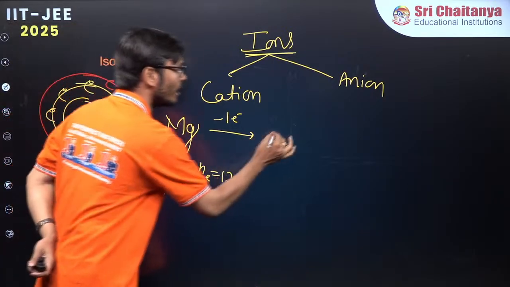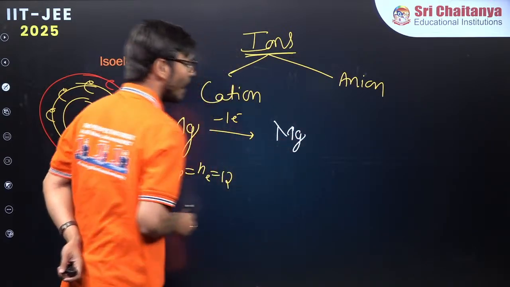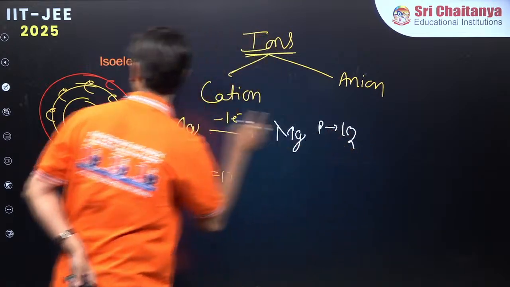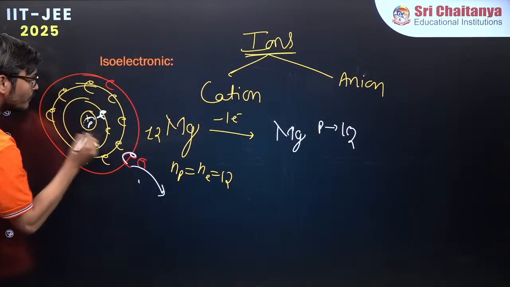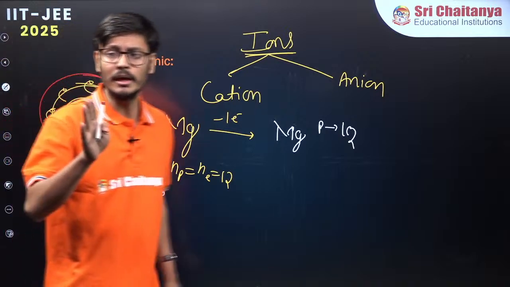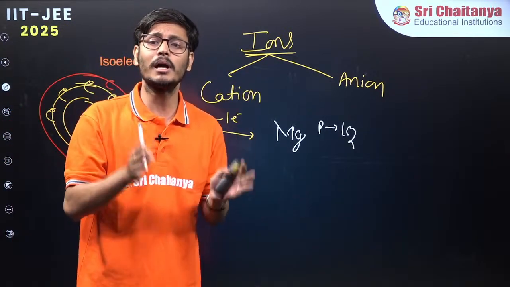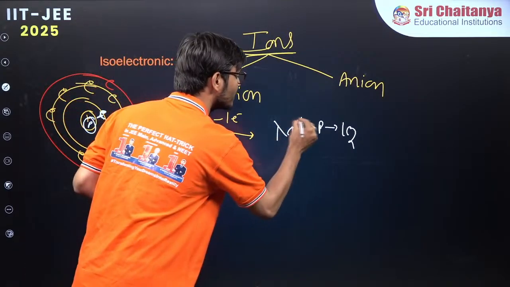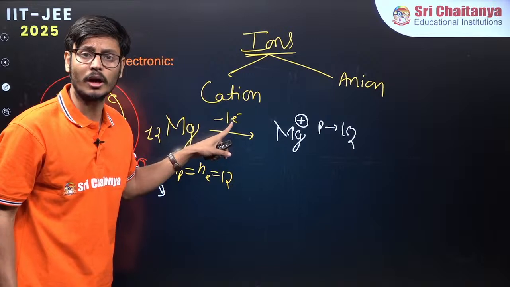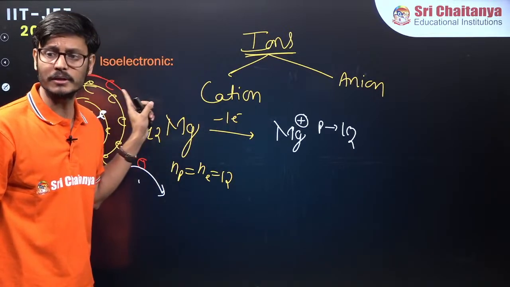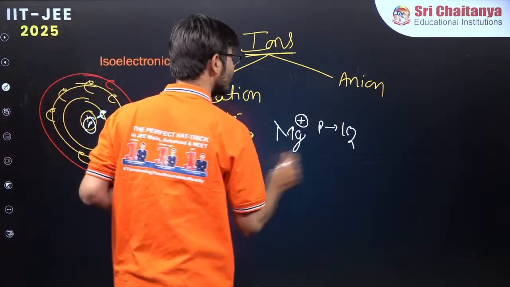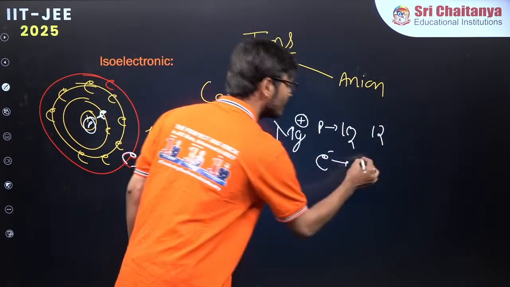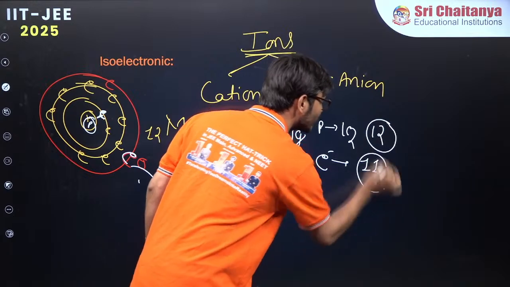If I remove one electron, magnesium now contains how many protons? Proton is still 12, because the atomic number is 12. See, I have not done anything with the proton. I am not touching the nucleus. I am not removing protons. I am creating a charge of +1 because I have removed an electron. I hope it is clear to everyone. The proton value will remain the same, it is 12. But electrons from 12 have become 11. So proton 12, electron 11.